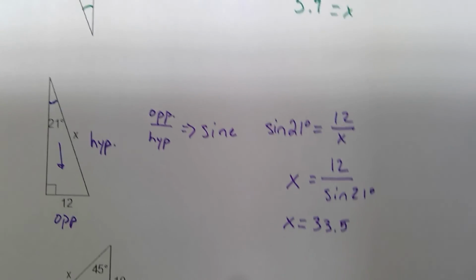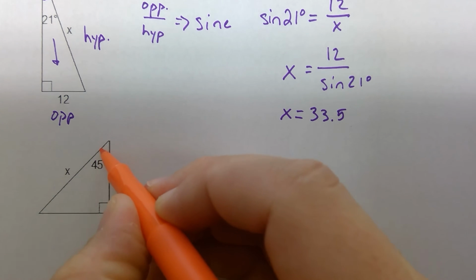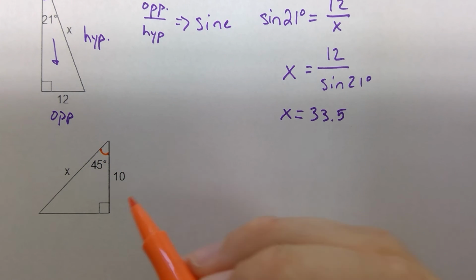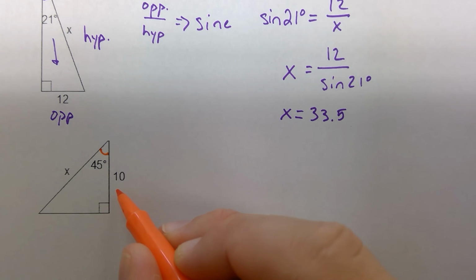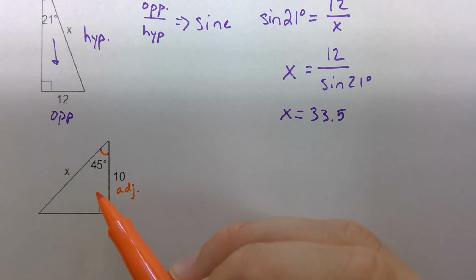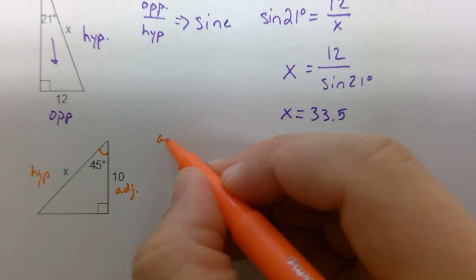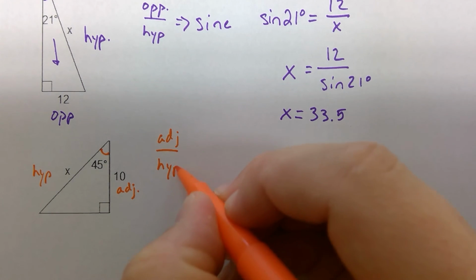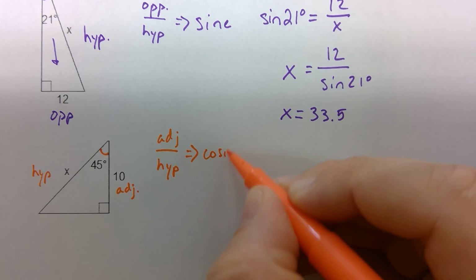And then our last one here, we've got two sides and one angle. Here's our reference angle, 45 degrees. We have 10 here on the side that's next to our reference angle and our right angle, so there's our adjacent side. We're on the long side across from the right angle, so that is our hypotenuse. If I have adjacent and hypotenuse, what function do I want to use? I want to use my cosine function.